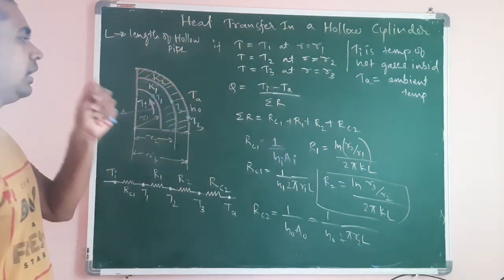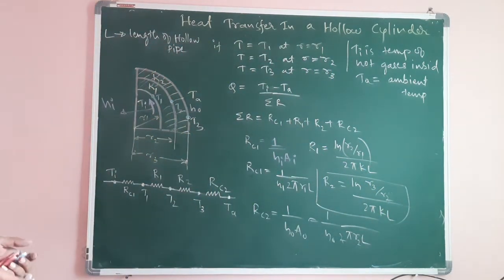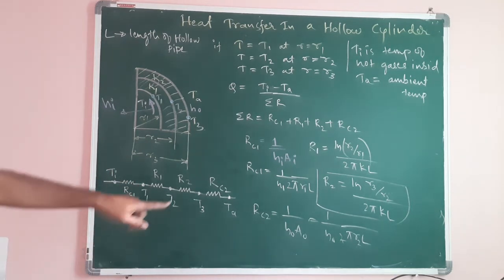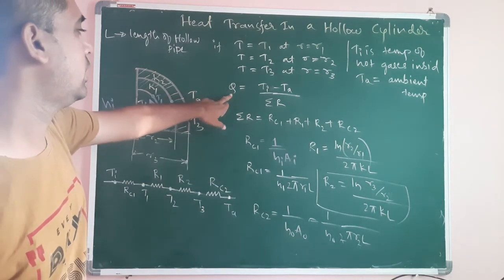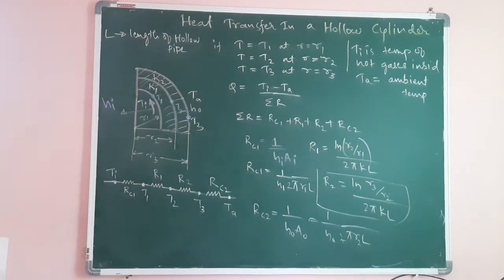If you calculate like this, you will get the summation of R. If you substitute here, you will get the Q value.